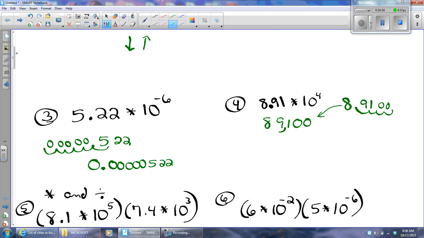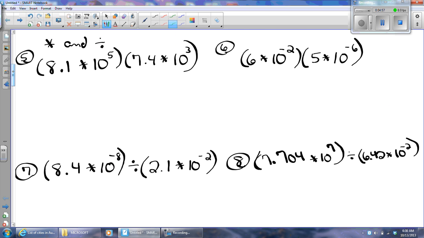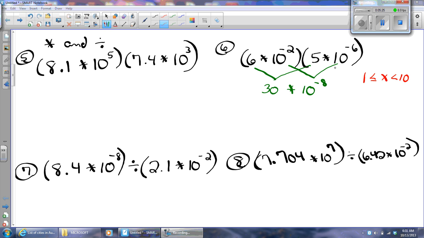All right, let's drop down to the multiplication and division. Right off the bat, number 6 looks easier. I think I'll do number 6 first. 6 times 5 is, not 20. It's 30. And 10 to the negative second times 10 to the negative 6, wouldn't it be times 10 to the negative 8th? The only problem with this answer is this number is too big. Remember, my decimal portion of the number has to be between 1 and 10. So since 30 is too big, I'm going to have to divide 30 by 10 to get it small enough.